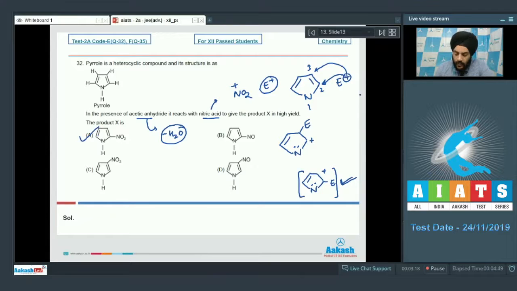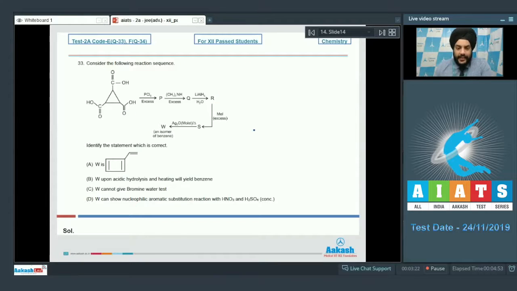Let's look at the next question now. Question number 33. Consider the following reaction sequence. So we have been given this compound. It is first allowed to react with PCl5 in excess. So students, the PCl5 is going to convert all these OH into Cl groups. So if you talk about the compound P now, the compound P is going to be this compound.